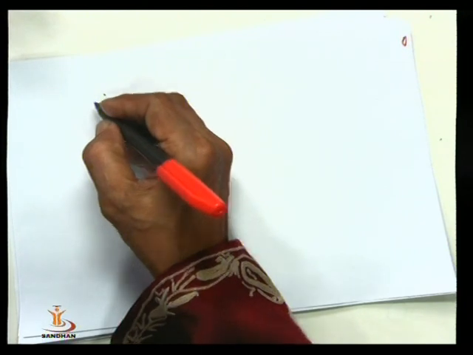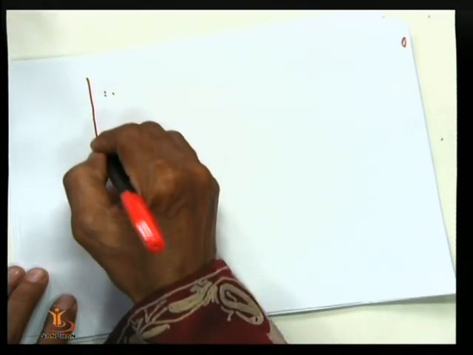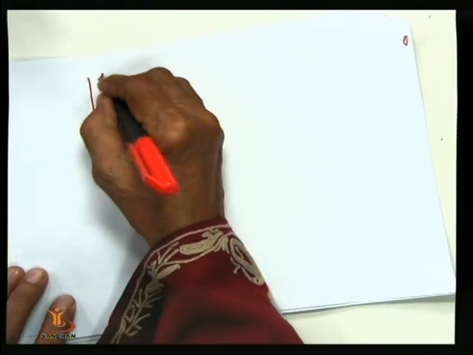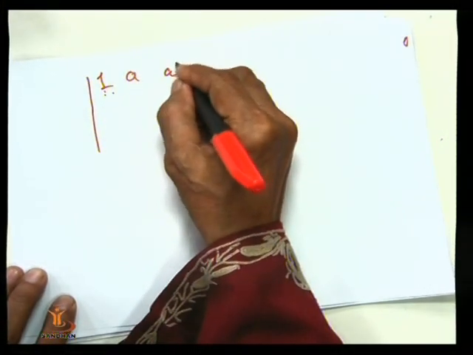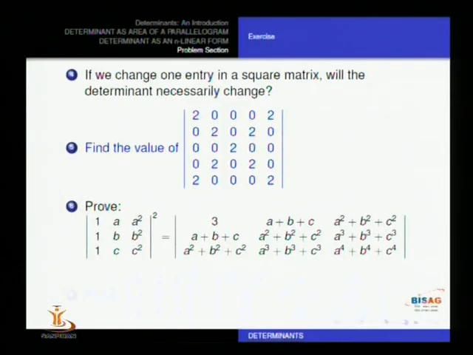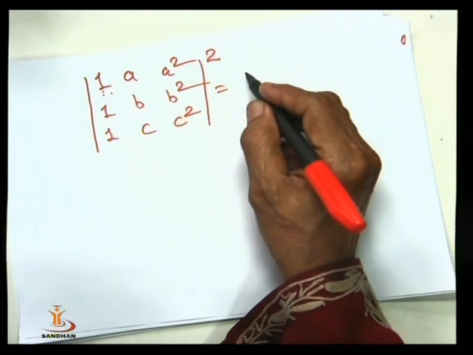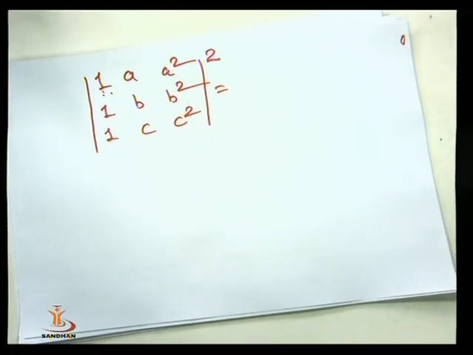Example number 6. The determinant with entries 1, a, a square; 1, b, b square; 1, c, c square, and the square of that determinant equals the right hand side shown on the screen.